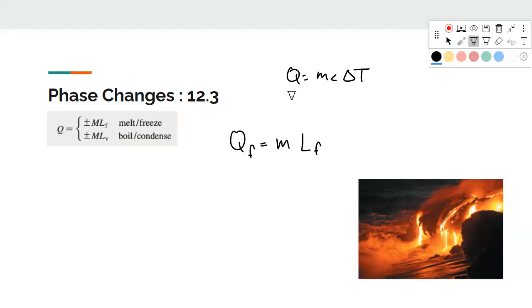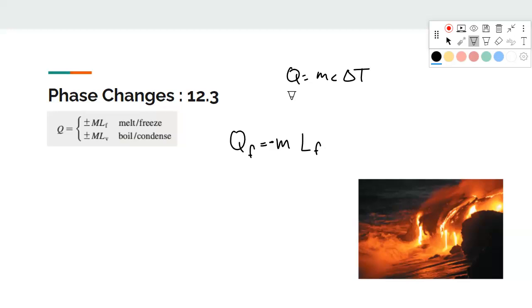When you freeze ice, you turn it from a liquid to a solid. In that case, you're taking away energy, so Q would be negative for that system. You're taking away some set amount of energy that depends on the amount of mass you have and the material. So for water, it'll just be some number for L_F. You'll just have to look it up in a table, or it'll be given to you in a problem.